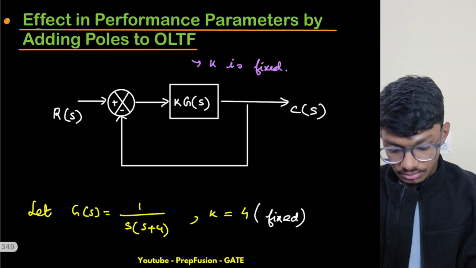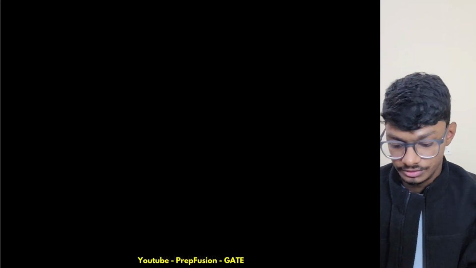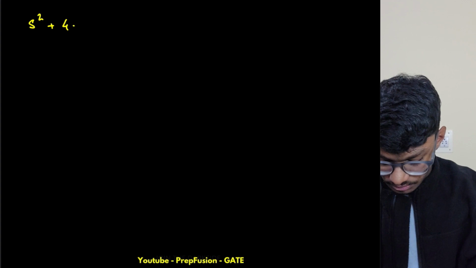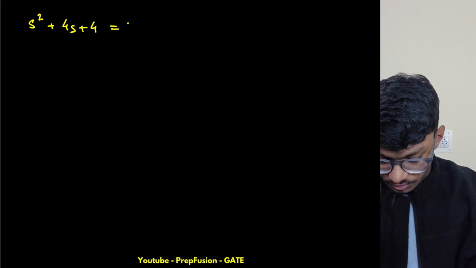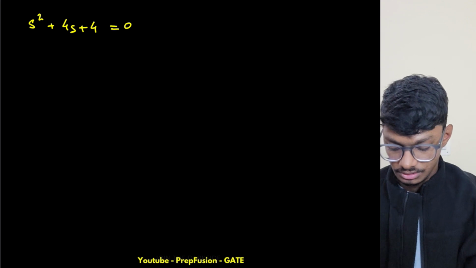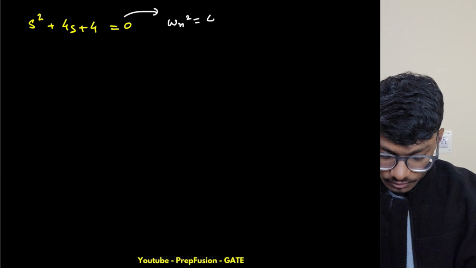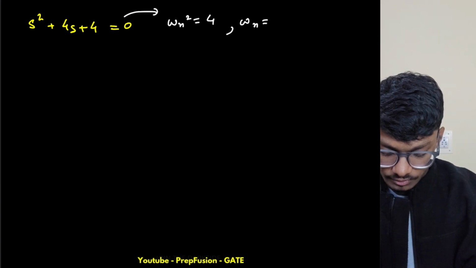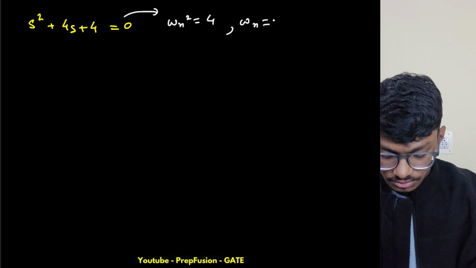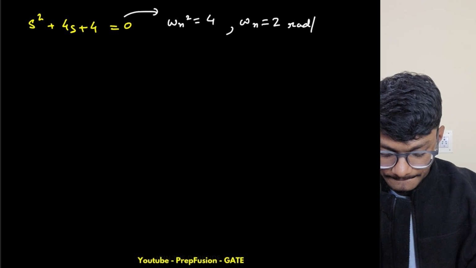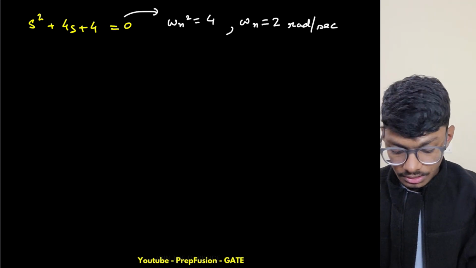Now what is the characteristic equation of this one? The characteristic equation is s square plus 4s plus 4 equals 0. So what is my omega n? Omega n square is 4, so omega n will be 2 radian per second.